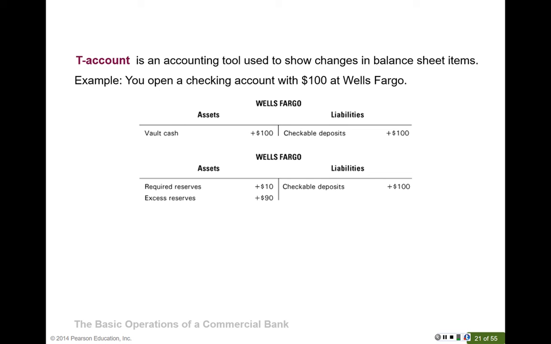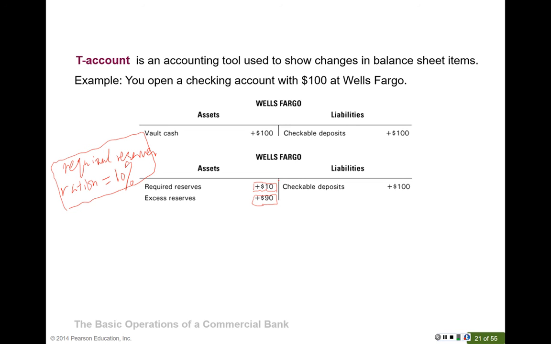The required reserve ratio in America is 10%. So you should keep in mind this percentage. Which means that 10% of the deposit of the bank should be deposited into the Federal Reserve account. So that's the reason where this $10 comes from, because it's 10% of the $100 deposit. And then the rest of the $90 is considered as assets reserve.